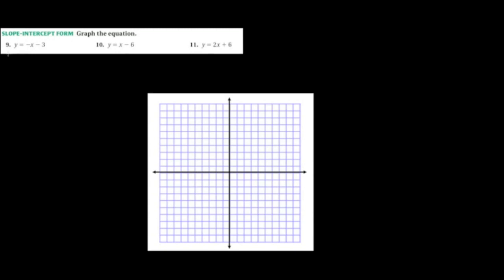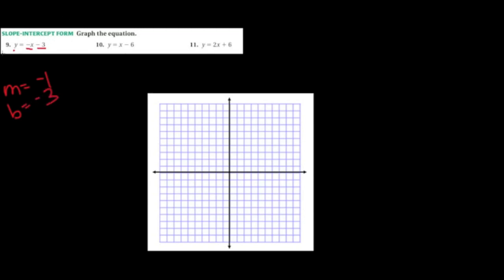So let's do this one first. Now, it's given here that our slope is -1 and our y-intercept is -3. So we know that much. We can take that much from the equation. So our m is equal to -1 and our b is equal to -3.